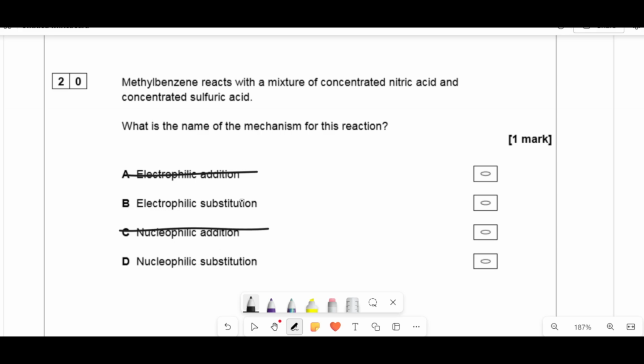Now, whether it's nucleophilic or electrophilic: we have NO2+, and remember, that's going to go for the benzene ring, which is nice and electron rich. So it's attracted to electrons, so it's electrophilic. Electrophilic substitution, B. There you go.